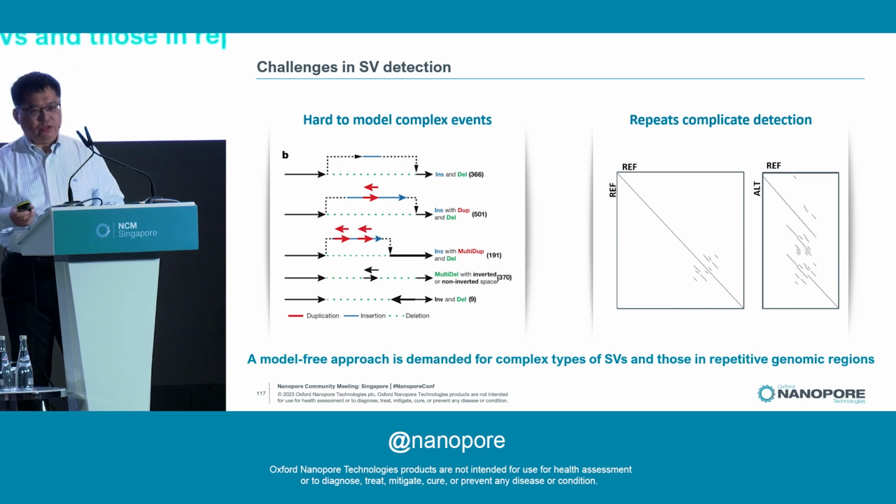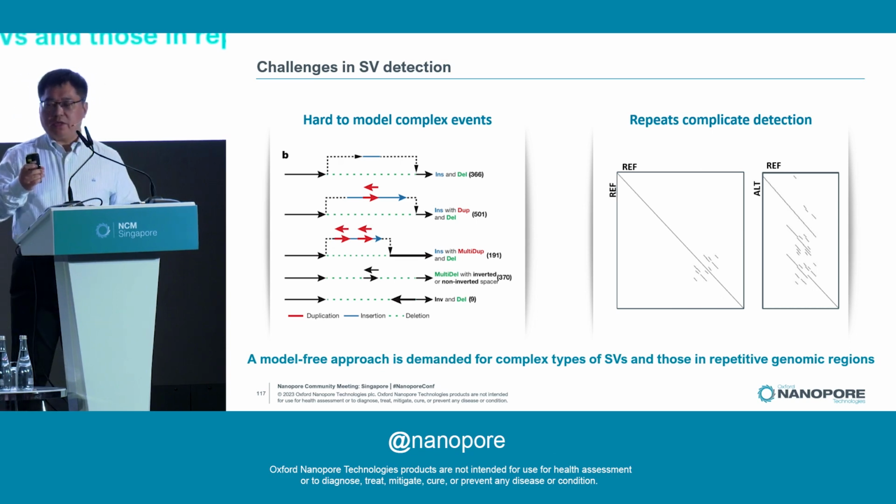However, it's difficult to detect those complex structural variations. There are many challenges. First one is that for the complex events, we don't have a very good model to build and then to look for the mutational signature. Second thing is that all these structural variations land in repetitive areas, and it's very difficult to spot those mutations from those repetitive sequences.